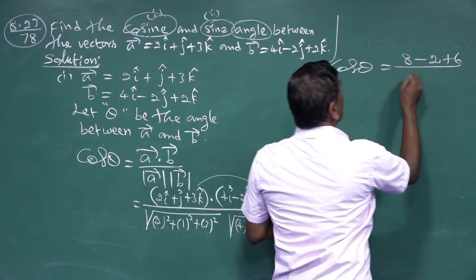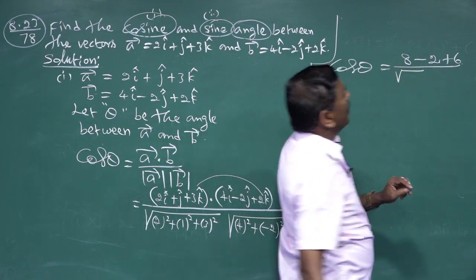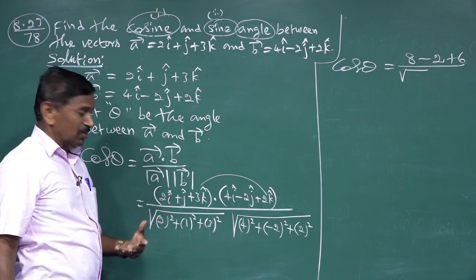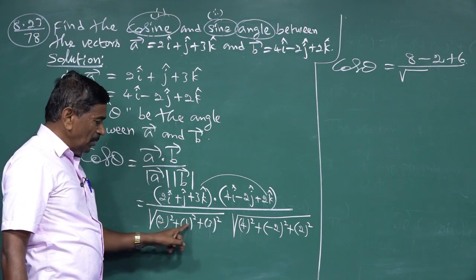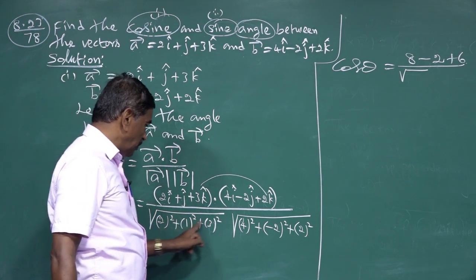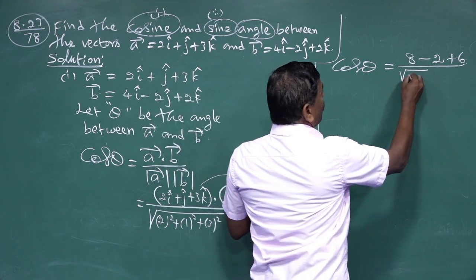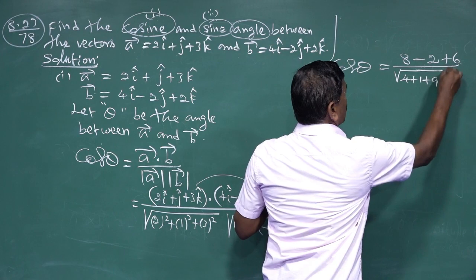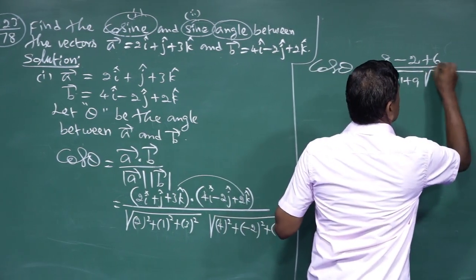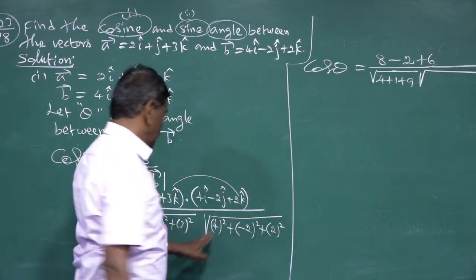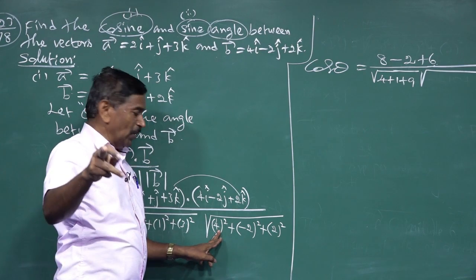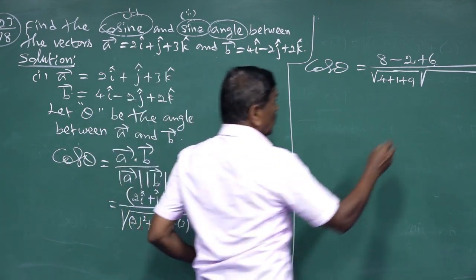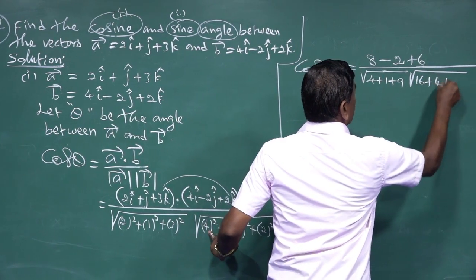Divided by square root of. What is the square root of the denominator? One can write it directly: 2 square, 4 plus 1 plus 9, into root of 16 plus 4 plus 4.